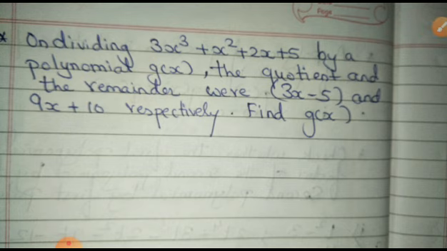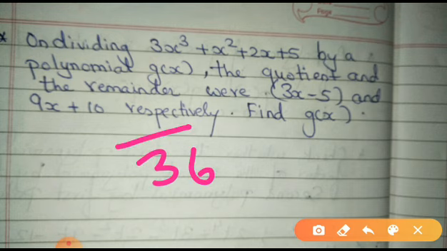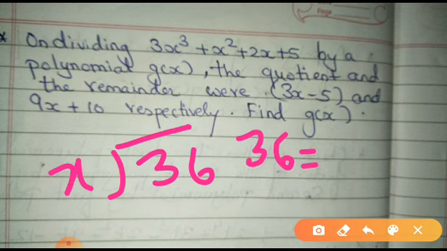Is that clear? Now suppose the question is, if 36 is divided by a number x, we get the quotient as 7 and the remainder as 1. Can you find the divisor? Yes. Here the relation is again dividend is equal to quotient into divisor plus remainder. Here the quotient is 7 and the remainder is 1.